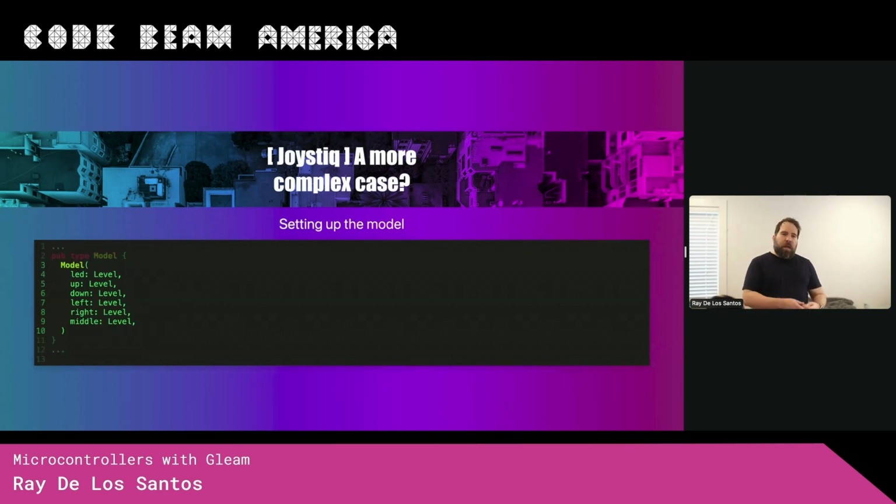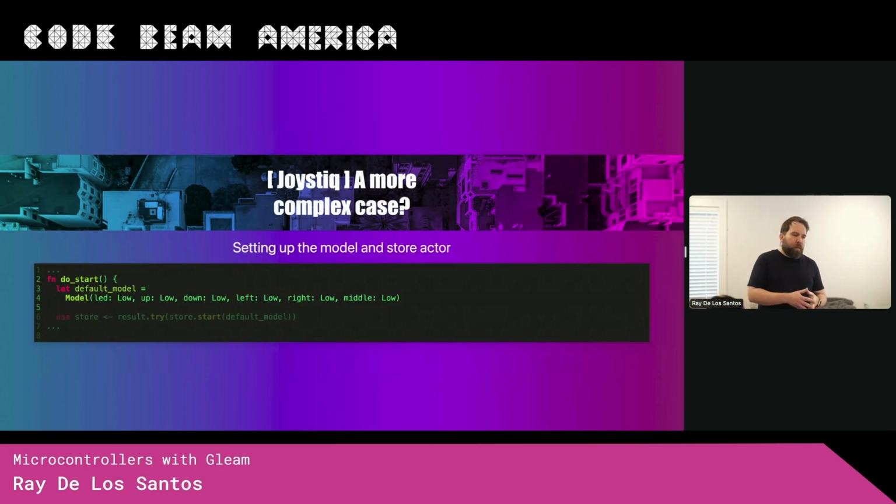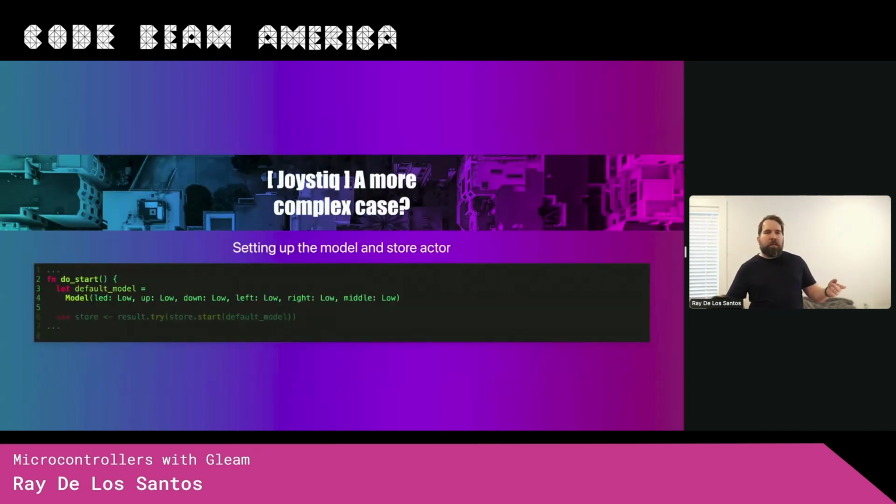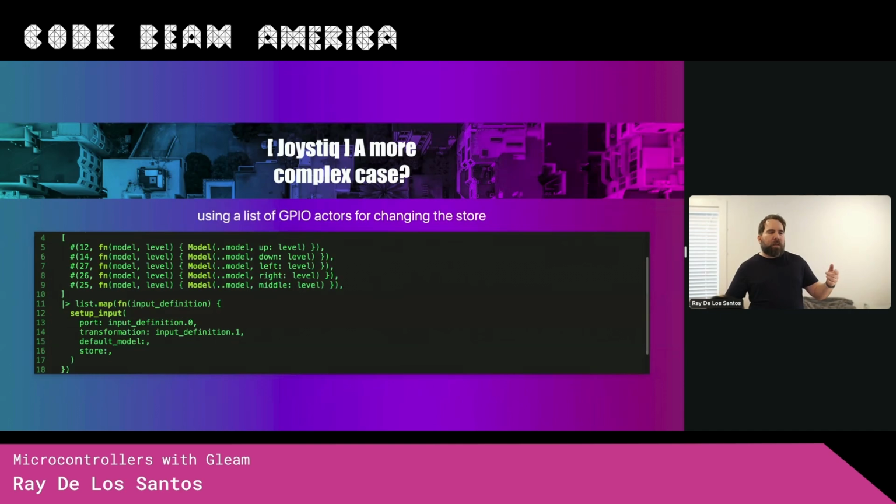It's the same idea, the same patterns. We're going to set up the model, but whereas previously in Blinky we had the LED level, now we also want to keep track of the level of the joystick: up, down, left, all the directions and the middle button, because they are available for that joystick hardware. And we set up the default model, the initial state that the machine is going to start running with. And we start the store actor the same way and set up that model. The only difference here is this function.